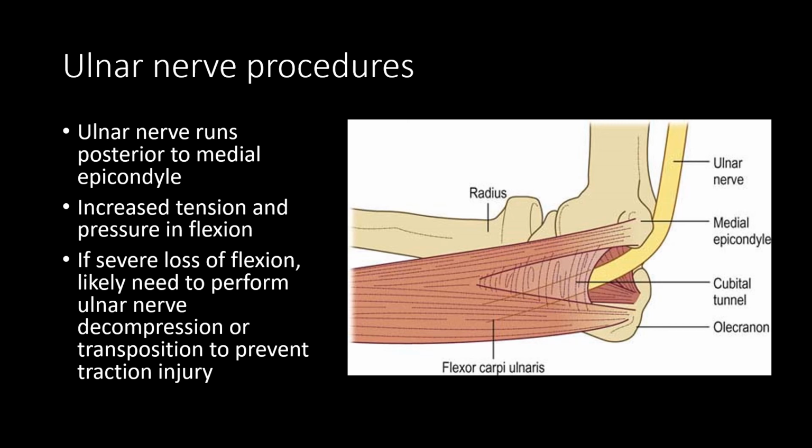Of special note, in cases of significant loss of elbow flexion of less than 90 degrees or preoperative signs or symptoms of ulnar nerve irritation, an ulnar nerve transposition is often required. Because the ulnar nerve runs behind the medial epicondyle, it undergoes stretch and increased pressure during elbow flexion. After release is performed and the elbow flexion is increased, decompression is likely required to prevent traction injury with the increased range of motion.